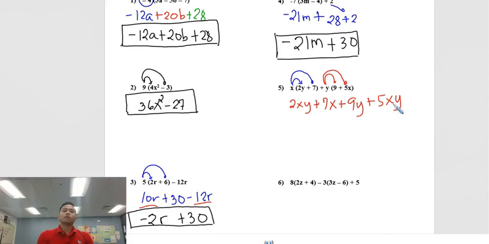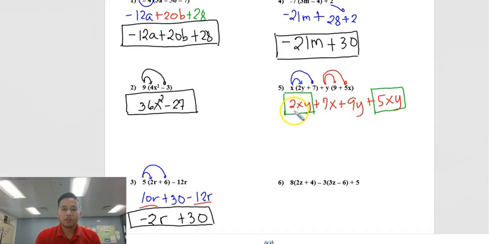Right? And now from there, guys, it's assessing if there are like terms in there. So take a look at our answer, and I will pick out those like terms. So the like terms, we have 2xy, and then we have 5xy. Is 7x and 9y like terms? No, they are not like terms. Good. They are not like terms because they don't have the same variable.